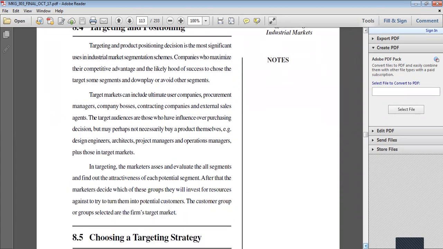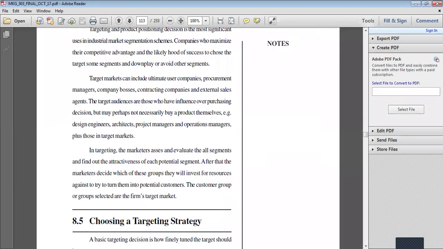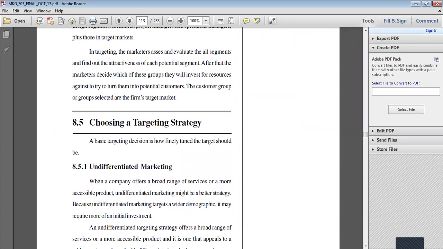From targeting, the marketers assess and evaluate all the segments and find out the attractiveness of each potential segment. After that, the marketer decides which of these groups they will invest resources in to try to turn them into potential customers. The customer group or groups selected are the firm's target market.